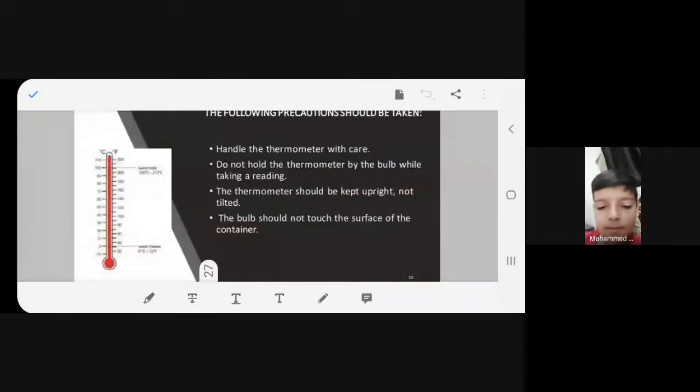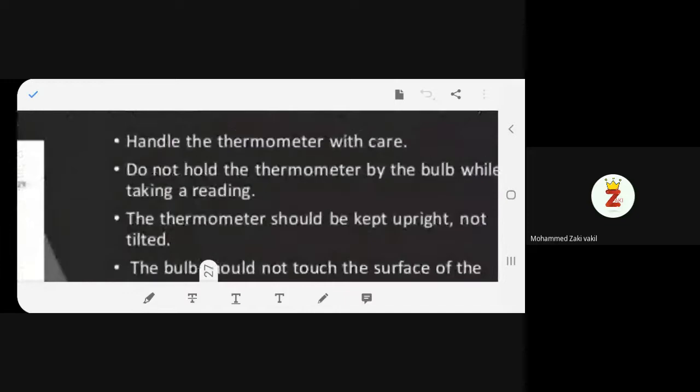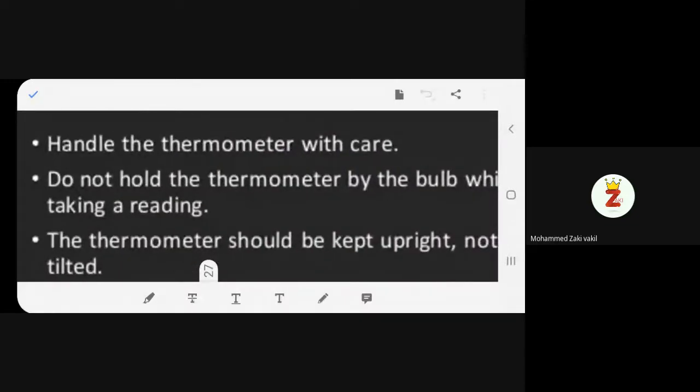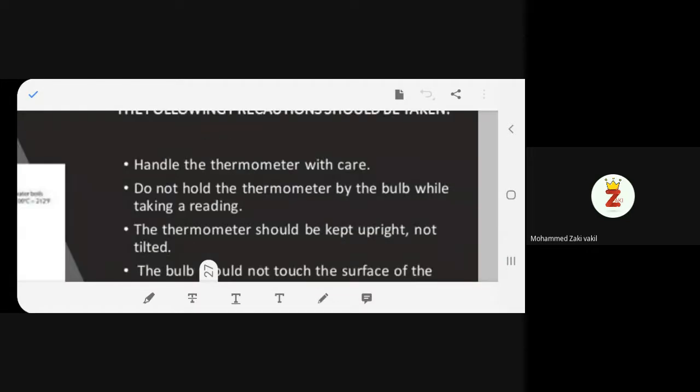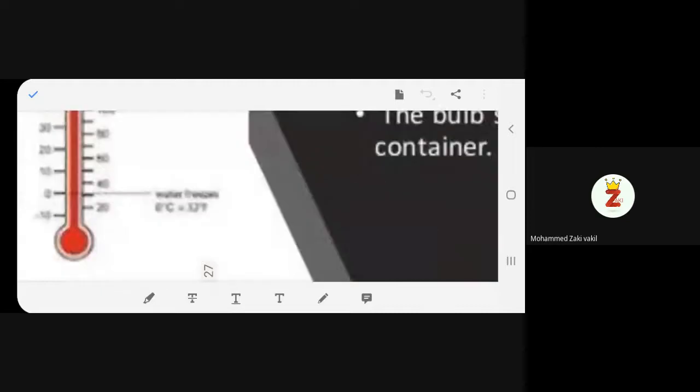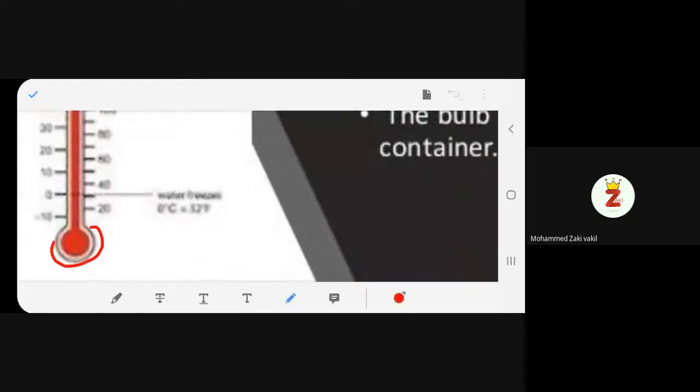This is clear to all of you. What you have to do first? You have to hold the thermometer properly because it is made up of glass. So there should not be any breakage. Second, do not touch the bulb. What is the bulb? This is the bulb. I'll show you. You should not touch this bulb. That care has to be taken.